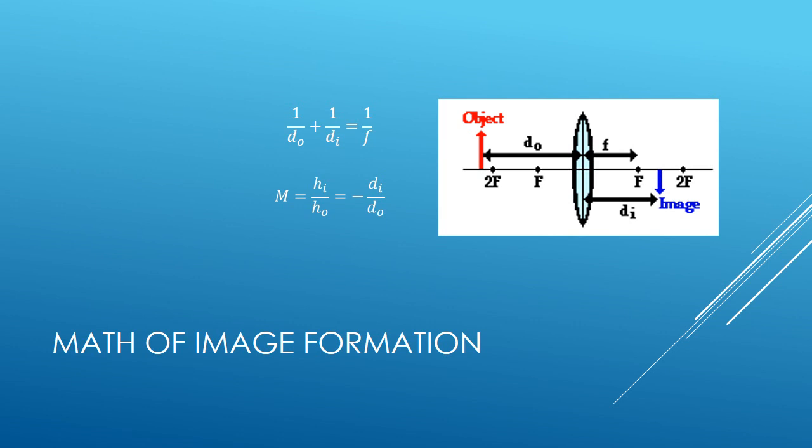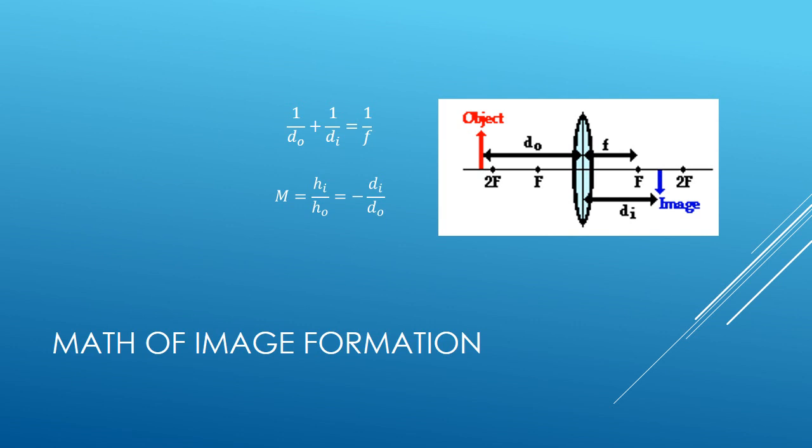The equation below talks about magnification. So M stands for magnification, all right? And it's really the height of the image divided by the height of the object, so it's the ratio of the heights of the image and the object. And that's equal to the opposite of the ratio between the distance of the image and the distance of the object.